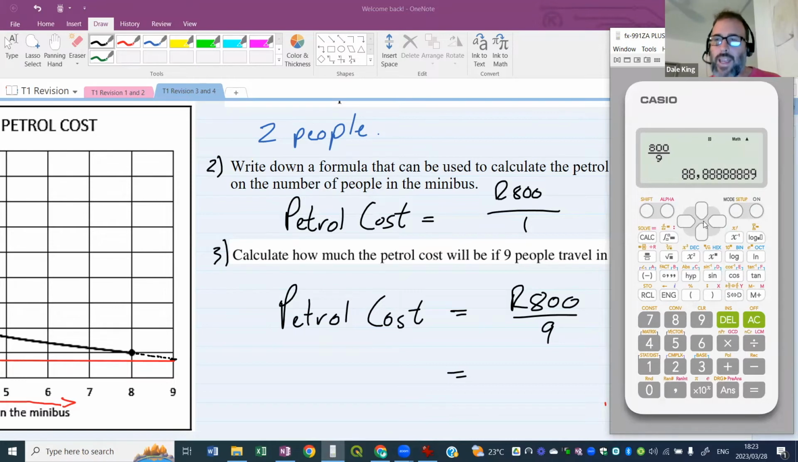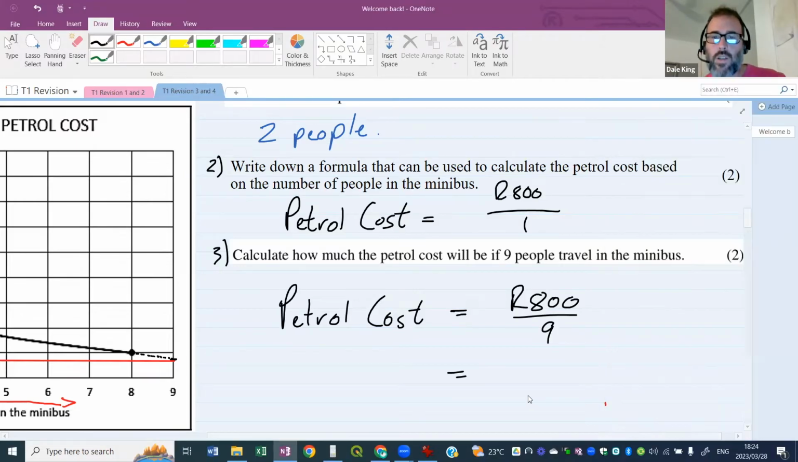And we get an answer of 88,8888889. All right, we're going to always round off to 2 decimal places. So we're looking at the second 8. Is it changed by the third 8 behind it? Yes, it is. So there's going to be 88,89. All right, so I'll write out the full one first.